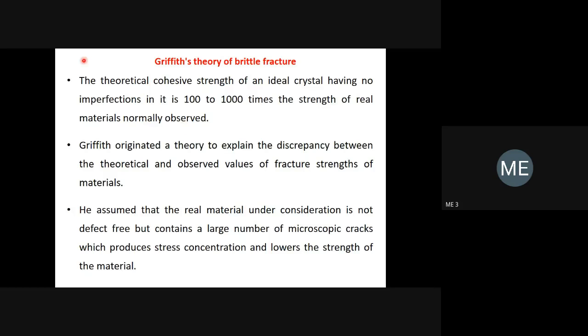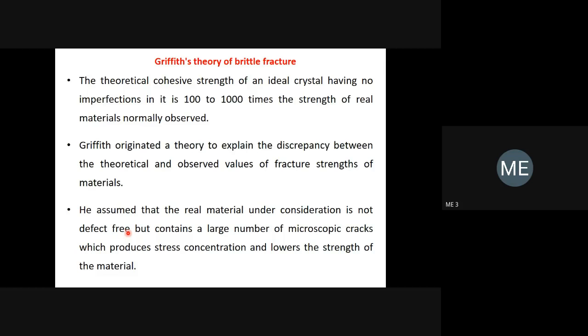So now we can say that Griffith originated a theory to explain the discrepancy between the theoretical and observed values. To understand better, the theoretical value is around 20,000 GPa for steel, while the observed value of E is only around 200 GPa. Griffith explained the fracture strength of the material by assuming that the real material under consideration is not defect free.